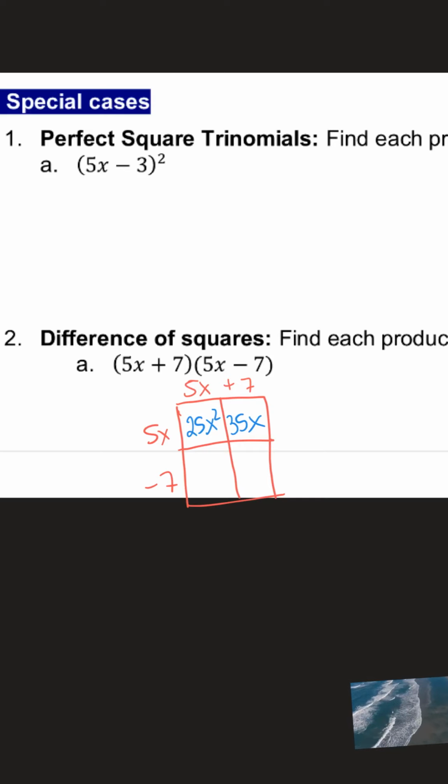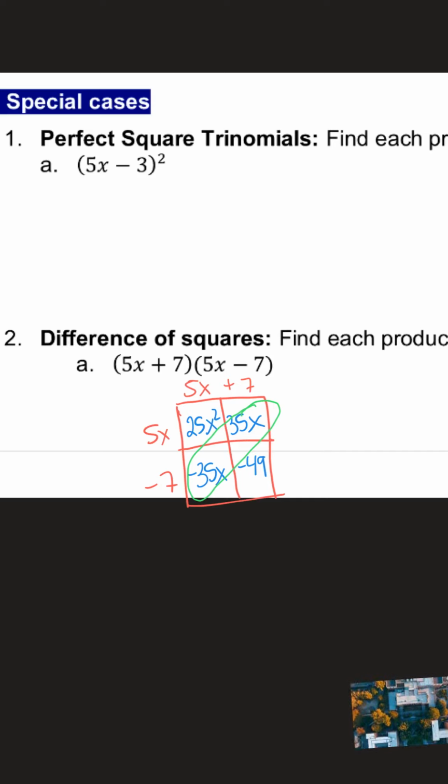And then I see another 5, but times a negative 7, so I get negative 35x. And then positive 7 times negative 7 is negative 49. Now, when I go back and I combine like terms like I normally do, there's something unique that happens there. Well, 35 minus 35 is 0, and 0 times x is 0.